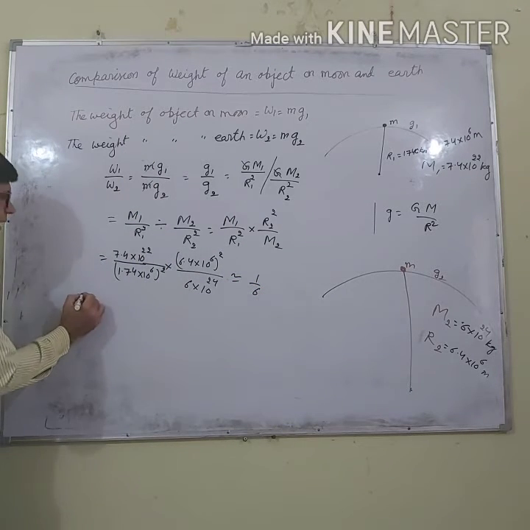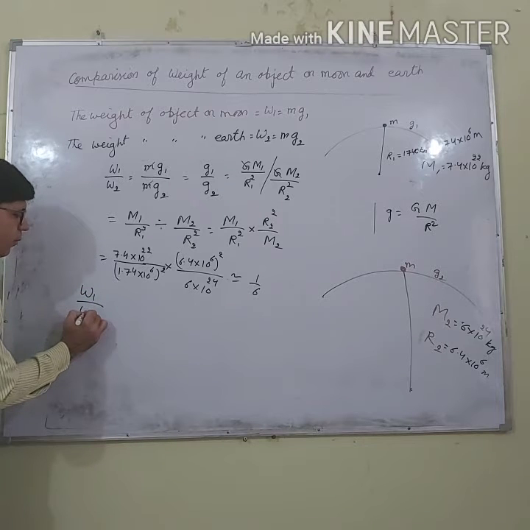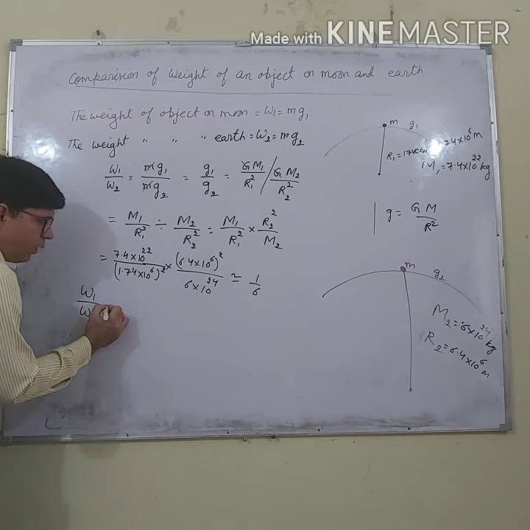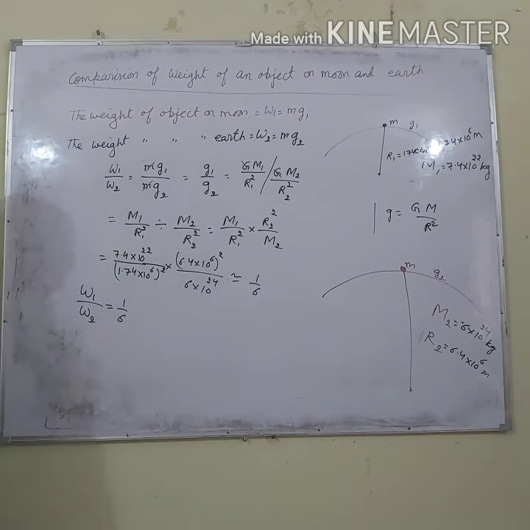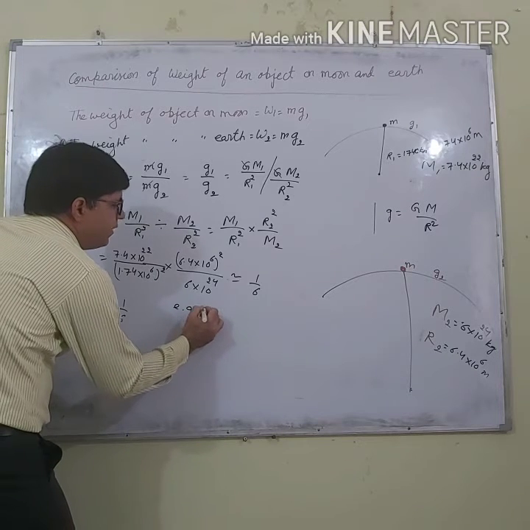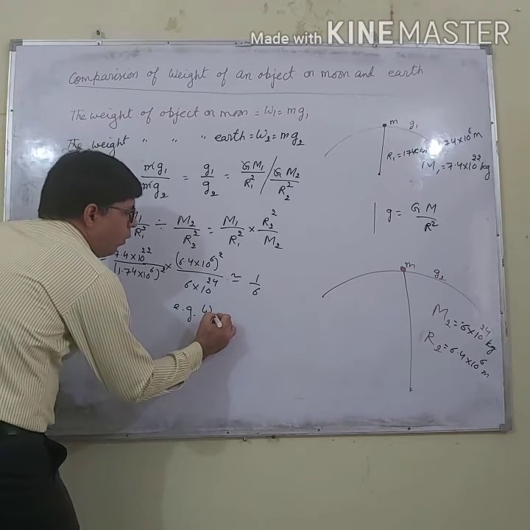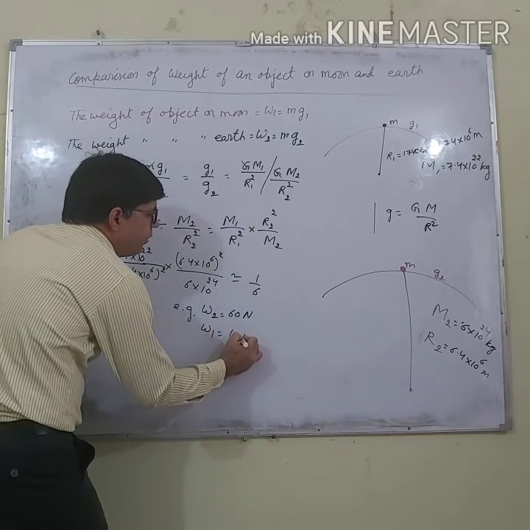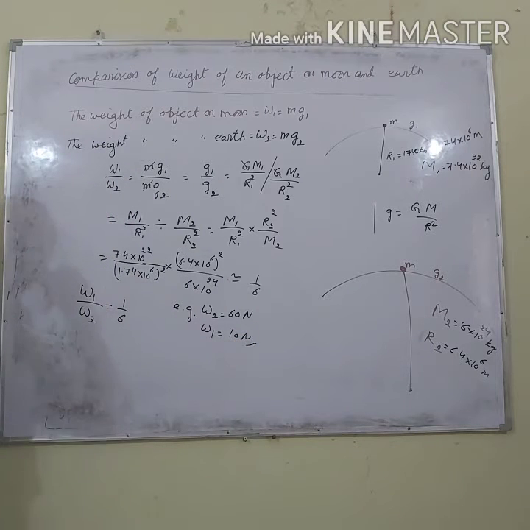So what can I say? I can say that the weight of an object on the moon divided by the weight of an object on Earth, their ratio, is 1/6. For example, if the weight of an object on Earth is 60 Newton, its weight on the moon will be 10 Newton. So this is how you can prove that the weight of an object on the moon to the weight of the object on Earth is 1/6.